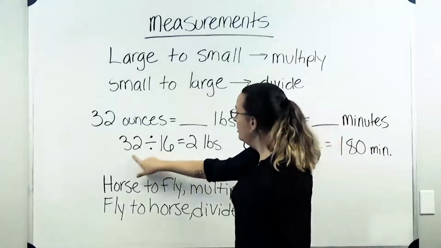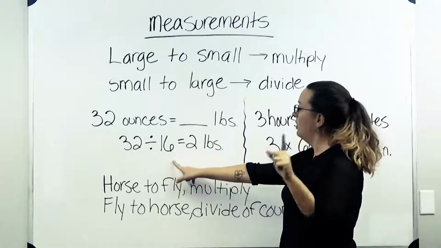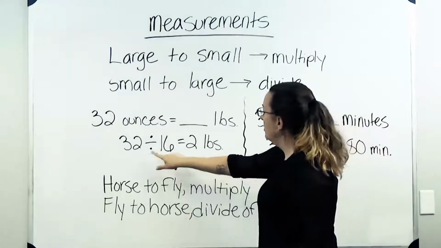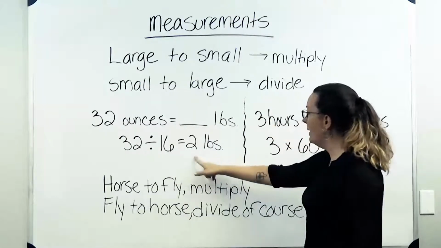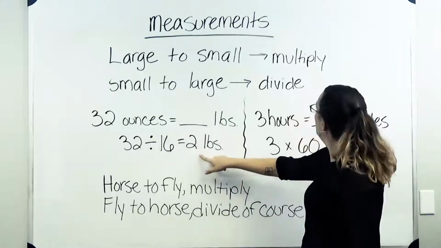So we would take the 32 and divide it by the 16 because there are 16 ounces in 1 pound. 32 divided by 16 would give us 2 pounds. So therefore 32 ounces is the same as 2 pounds.